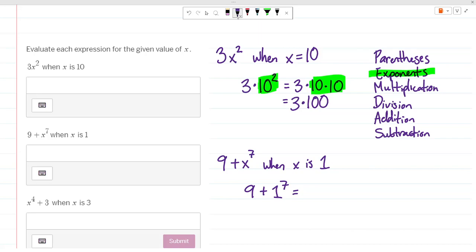And what does 1 raised to the 7th power mean? Well, that would be 1 multiplied by itself 7 times. So it would be 1 times 1 times 1 times 1 times 1 times 1 times 1. And no matter how many times we multiply 1 by itself, what are we going to get? It's always going to be 1. So this expression becomes 9 plus 1. So whatever 9 plus 1 is, that's what you would enter for your final value here.